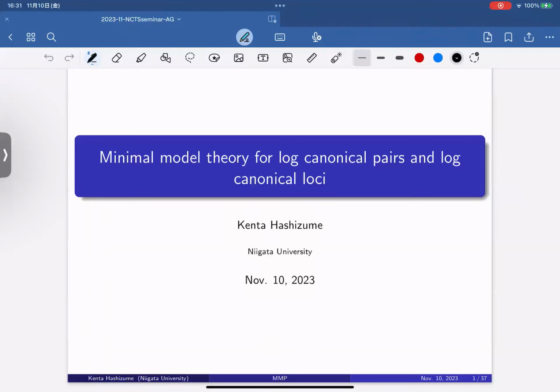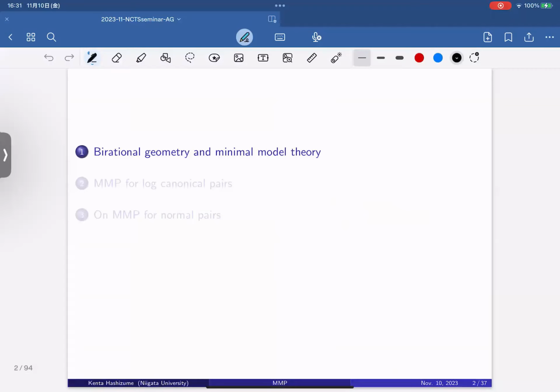The title of this talk is the minimal model theory for log canonical pairs and log canonical loci. I will start with a very general talk on birational geometry and the minimal model theory. In the first section, I will introduce the notion of birational geometry and the motivation of the minimal model theory.